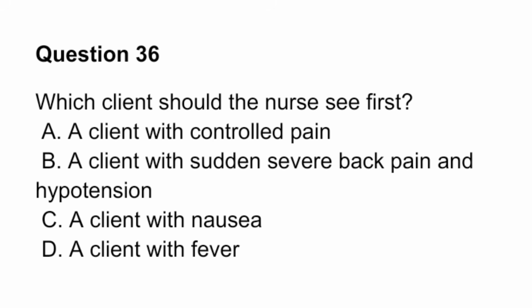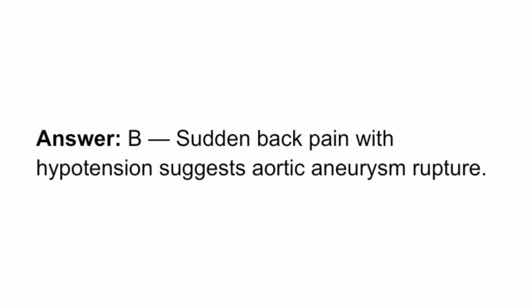Question 36. Which client should the nurse see first? A, a client with controlled pain, B, a client with sudden severe back pain and hypotension, C, a client with nausea, D, a client with fever. Answer B. Sudden back pain with hypotension suggests aortic aneurysm rupture.